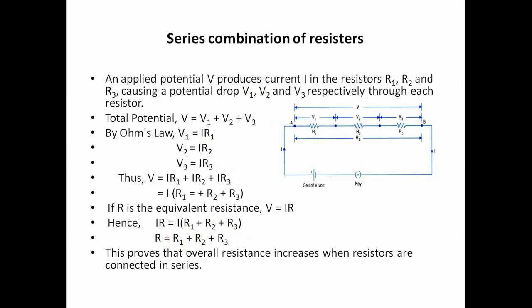It means the overall resistance increases when resistors are connected in series, and the total resistance in a series circuit is more than the greatest resistance in the circuit. One more point: the same amount of current passes through all the resistors. So that was about the series combination.